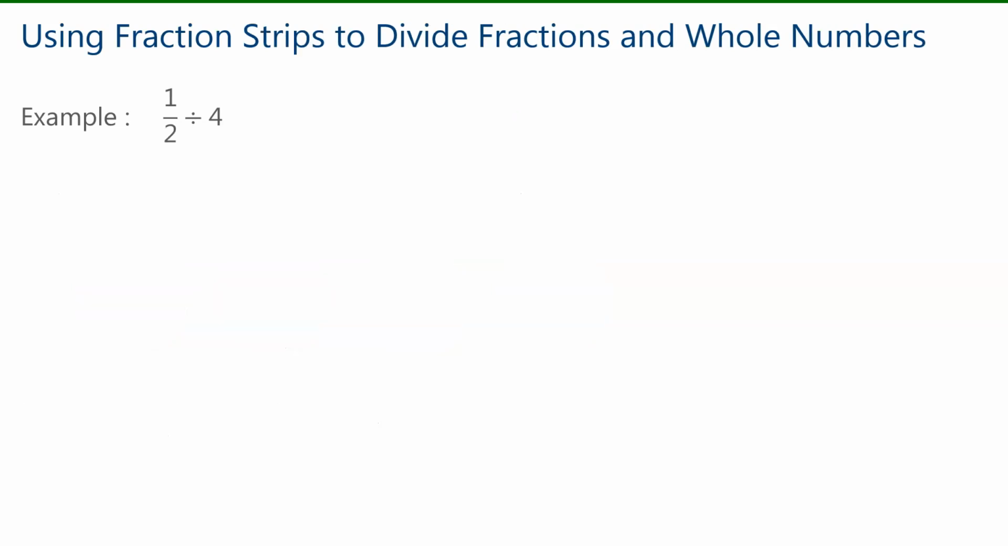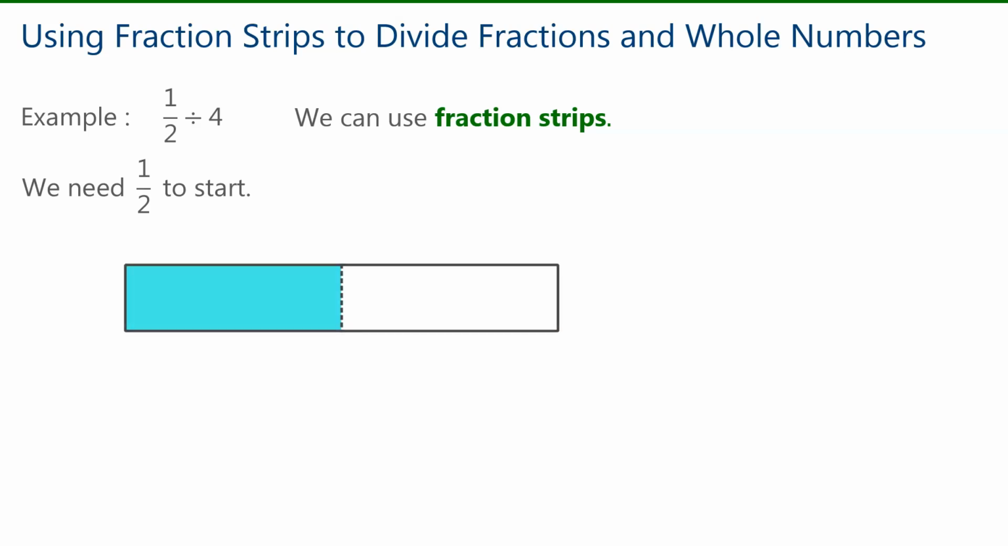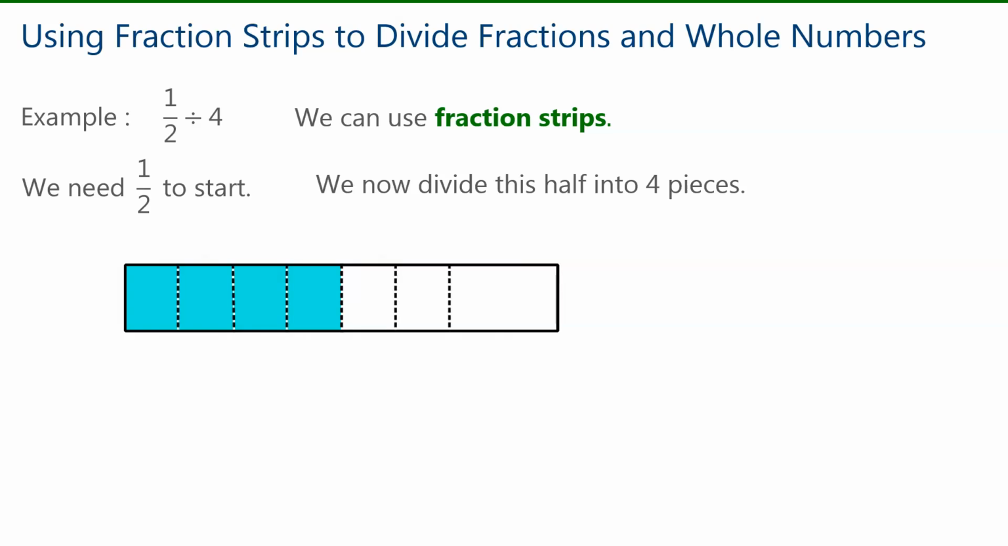For this example, 1/2 divided by 4, I'm going to use fraction strips to do that. So we need 1/2 to start. Let's draw a fraction strip, and we'll shade half to represent 1/2. We now need to divide this half into 4 pieces because we're told it's 1/2 divided by 4. And because we have a full fraction strip, we need to divide the rest of the fraction strip into equivalent pieces as well. So we'll divide that other half into 4 as well.